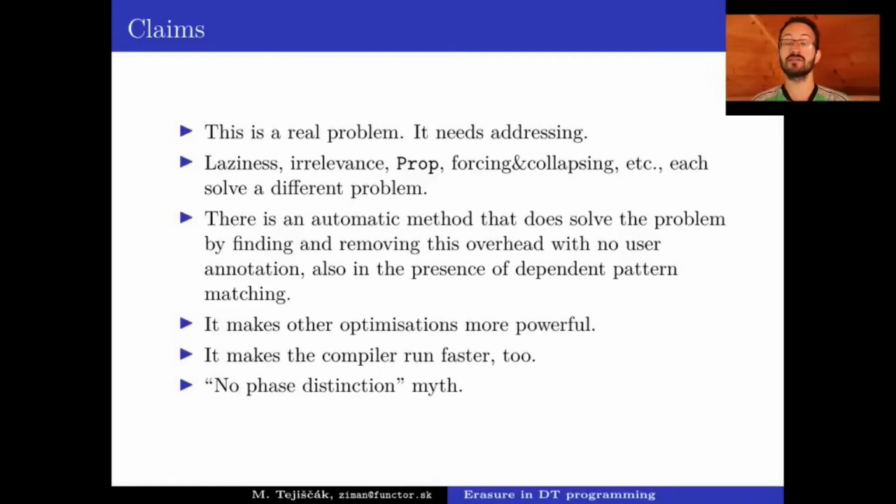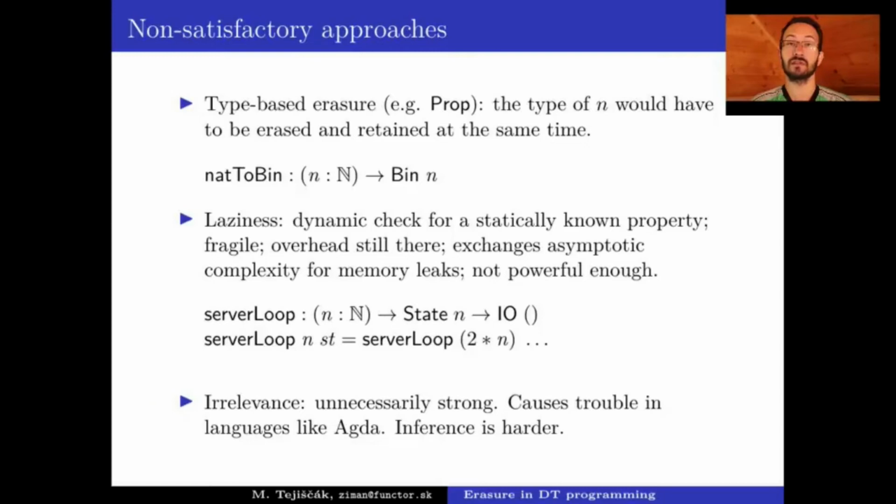I'll sketch the gist of how we can discover this compile-time-only information that might be too big, and automatically discover it and remove it from the program, thus recovering the intended runtime complexity. And I'll show this optimization makes other optimizations more powerful, and also makes the compiler run faster because there's less code to generate.